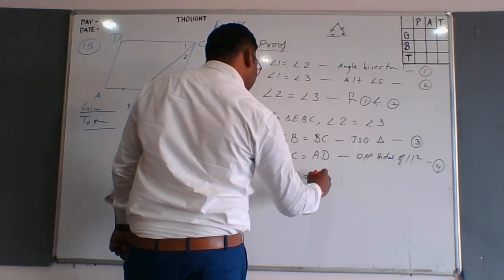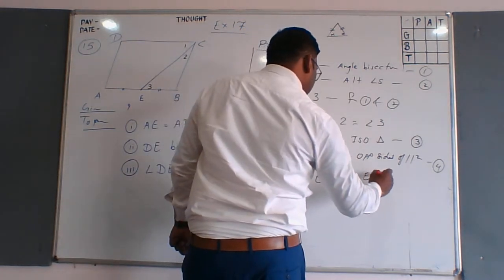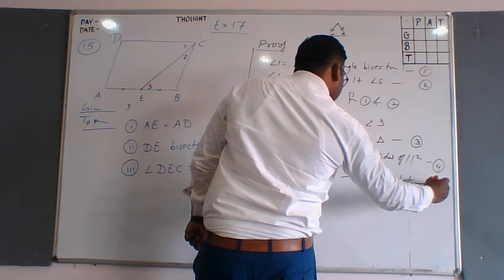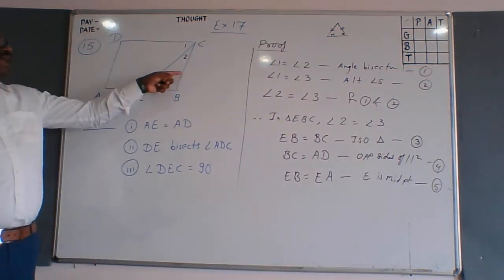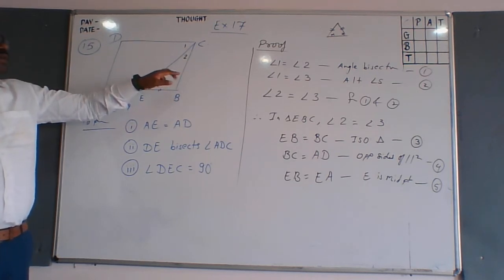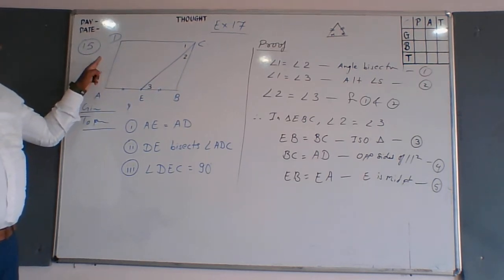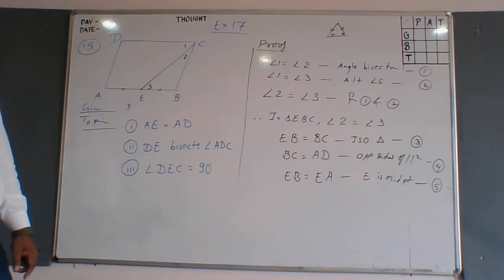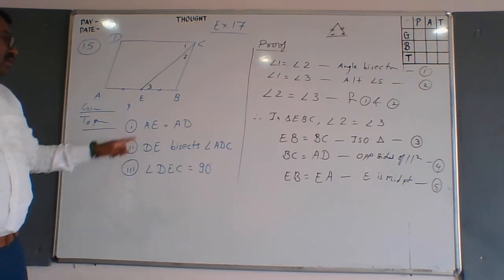EB equal with EA, because E is the midpoint. Understood till here? Because of the isosceles triangle, these two are equal. Since it is a parallelogram, BC equals AD and also AE equals EB. Now see, we want to show AE and AD are equal.